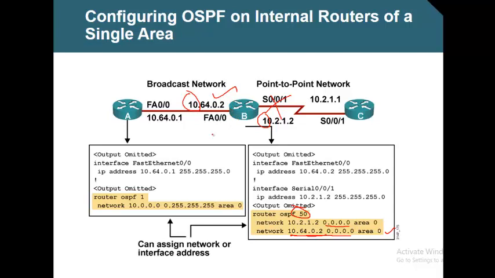Anyway, for this example here, it's not necessary to do it like this. It's two separate lines. Not necessary.